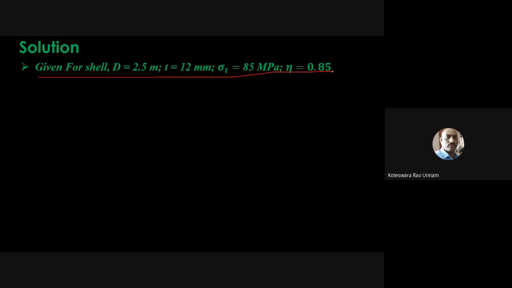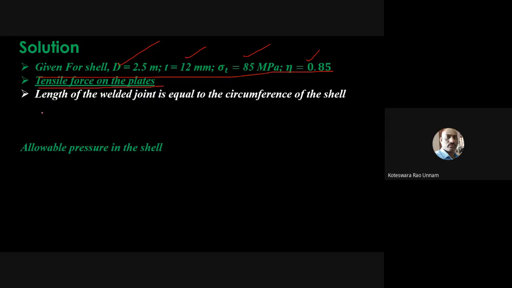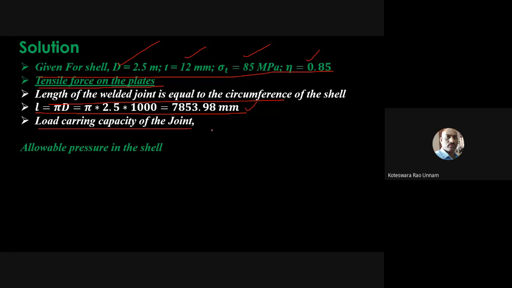So that's what I showed here. This is the given data. D is given as 2.5 m, T is 12 mm, and sigma T is 85 MPa. Efficiency is 0.85. First I'll calculate the tensile force on the plates, which is the length of the weld into the thickness of the weld multiplied by the allowable tensile stress. Length of the weld is pi into D, which is pi into 2500, and comes out as 7853.98 mm. Then the load carrying capacity of the joint is P equal to sigma T into L into eta. Substituting the respective values, I got 6809.4 kilonewtons, not newtons, it is in kilonewtons.